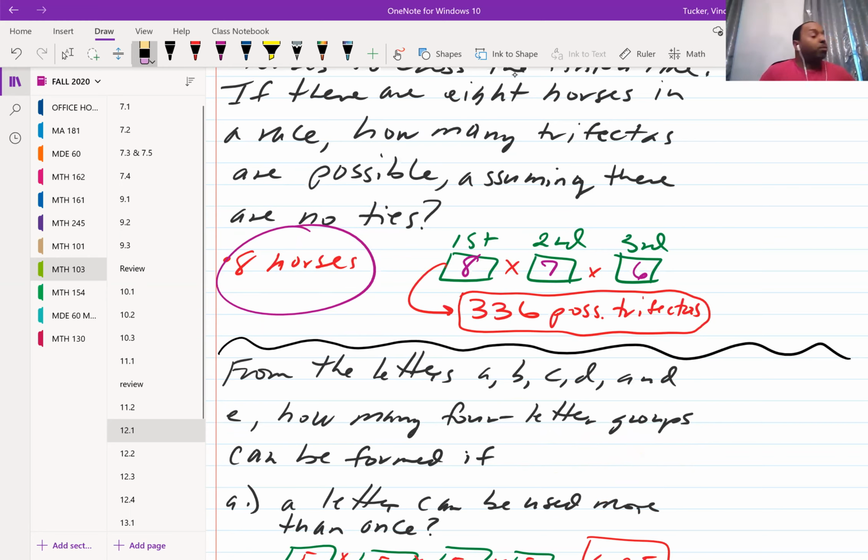All right, next example. It says from the letters A, B, C, D, and E, how many four-letter groups can be formed if? Then they give us a few to try to figure out.